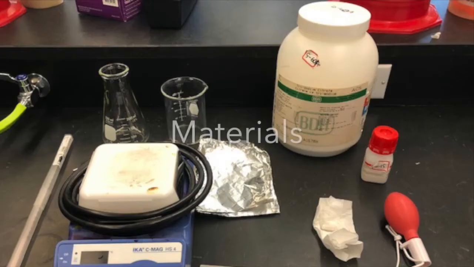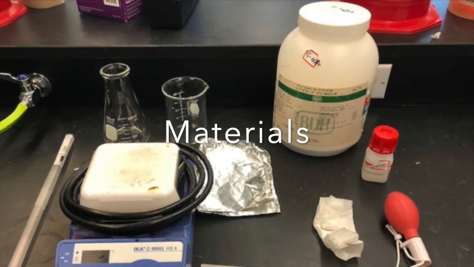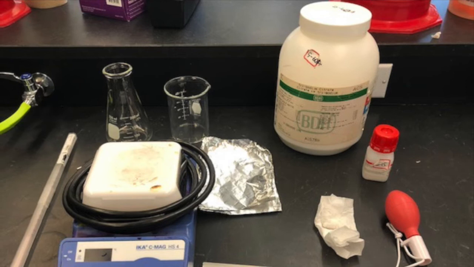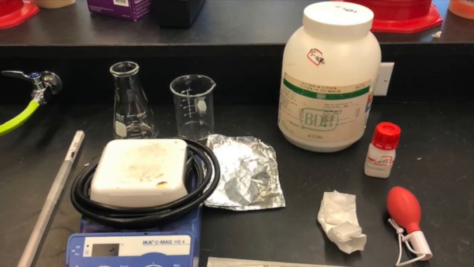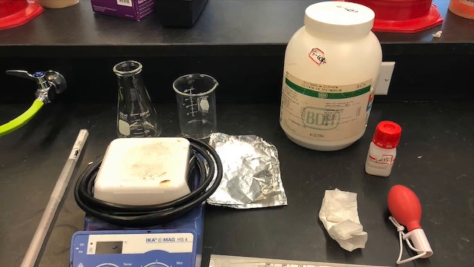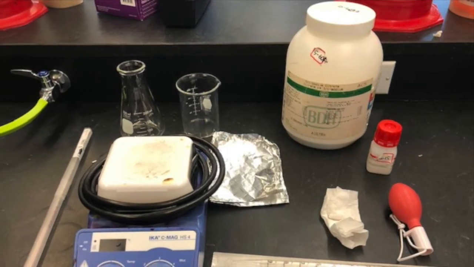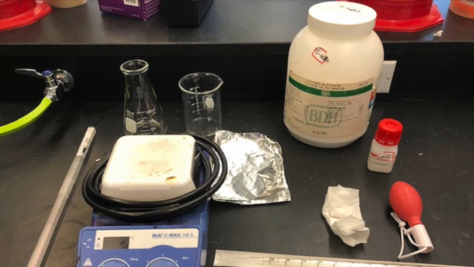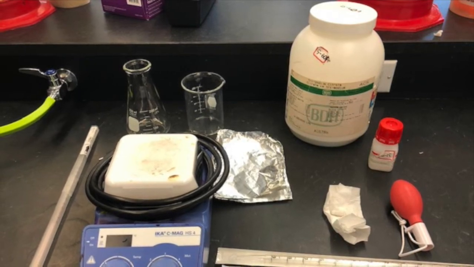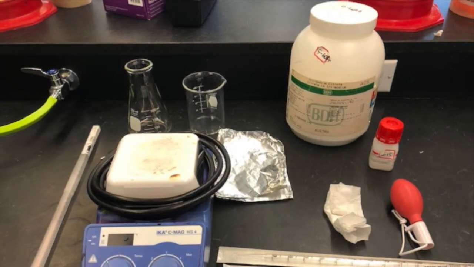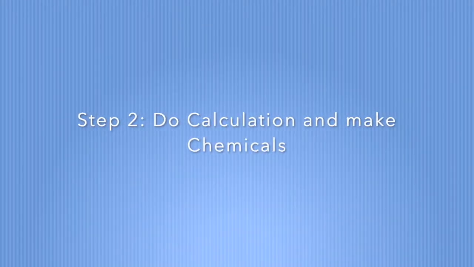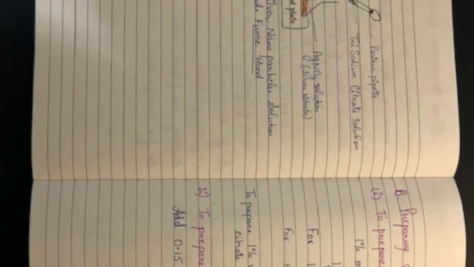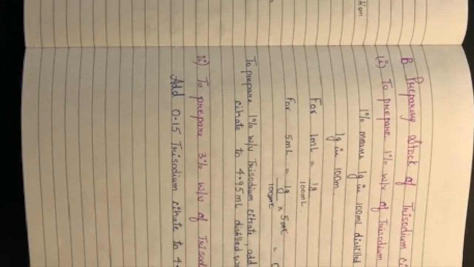Get the materials as well as the protocols. Materials we need: an earthenware flask, a small beaker, a heating plate with magnetic stirring, a thermometer to measure the temperature, some foil papers, some pipettes, a pipetter or a bubbler, a magnetic stirring bar, and for the chemicals we need AgNO3 and trisodium citrate. Step 2 is to read the protocol, do the calculations, and make the required chemicals.